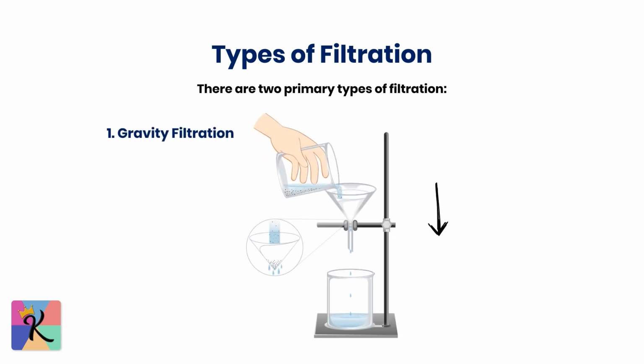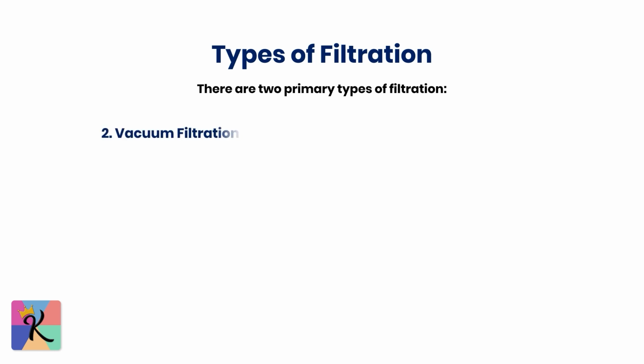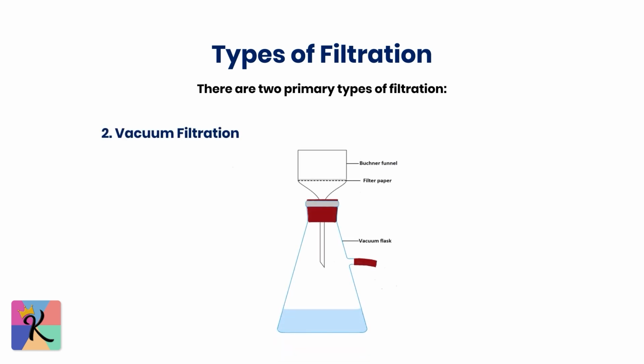Here, the solvent's own weight pulls it through the filter. This method is generally used when the desired product is in the liquid, or filtrate. Hot solvent is often used to keep the product dissolved in the liquid. Vacuum filtration. This method involves using a vacuum to pull the solvent through the filter. It's more efficient and is typically used when the desired product is the solid, also known as the residue.